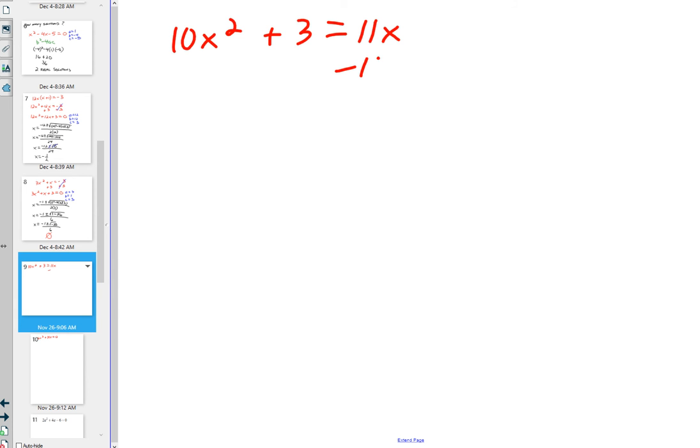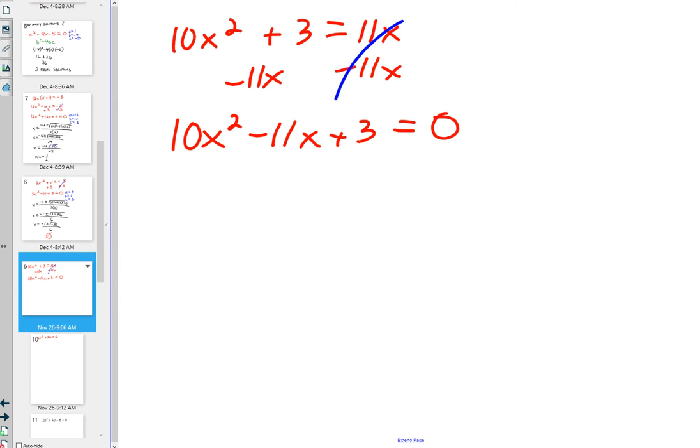David says make it equal to 0. So 10x squared minus 11x plus 3 is equal to 0. A is 10, B is negative 11, and C is 3.